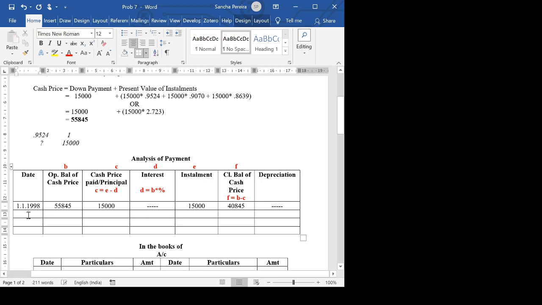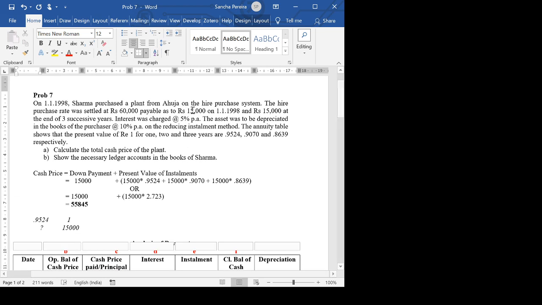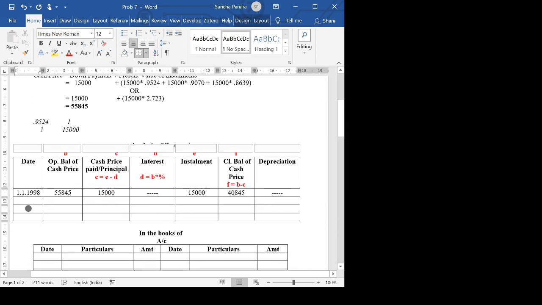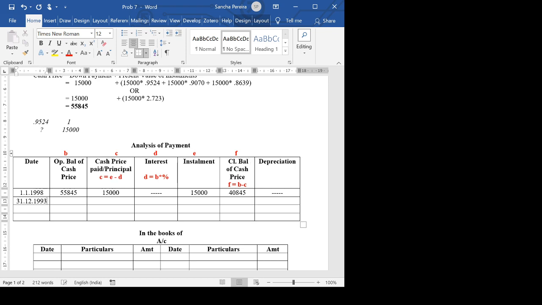So the next is now they are paying yearly installments. How do we know it's yearly? Rupees 50,000 at the end of 3 successive years. So they are not paying quarterly or half yearly in the middle of the year. It's at the end of the year. So the end of the year will be 31st December 1993. Opening balance is 40,845.